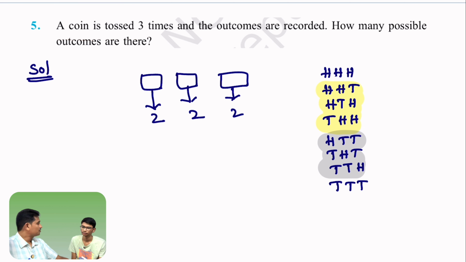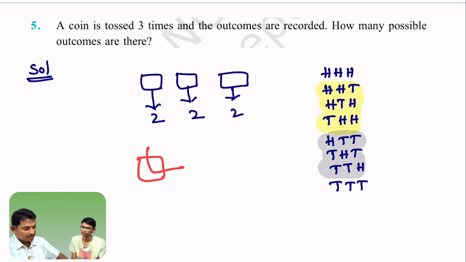Suppose coin is tossed 4 times. Outcomes are recorded. Total possible outcomes: 2 into 2 into 2 into 2. That is 2 power 4. 2 power 4 is nothing but 16. Clear? Right.